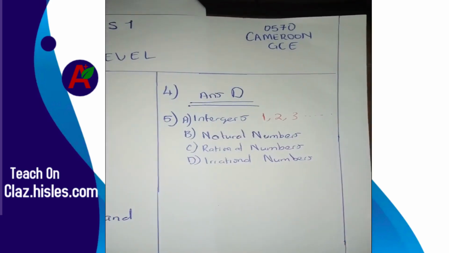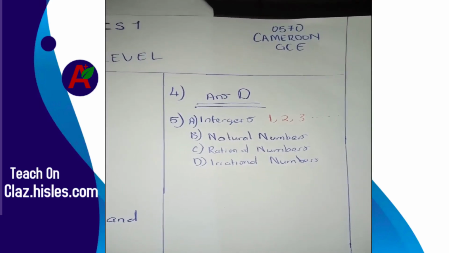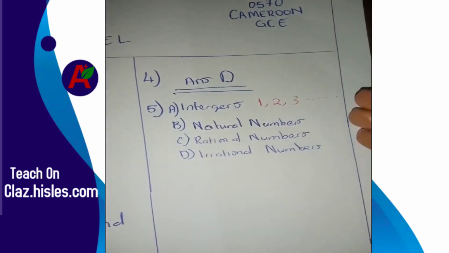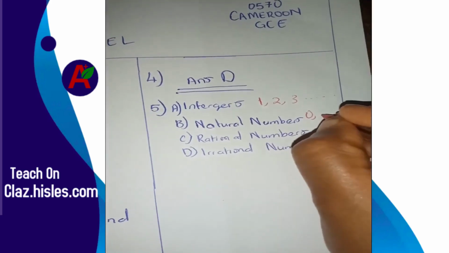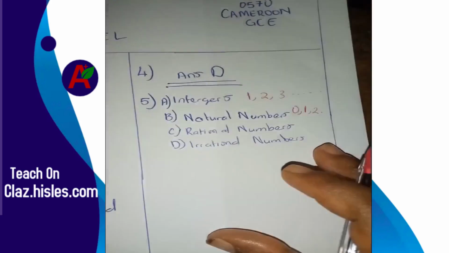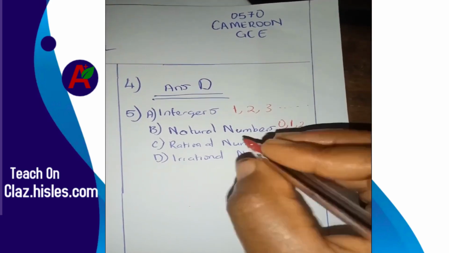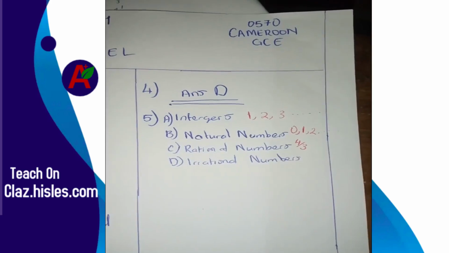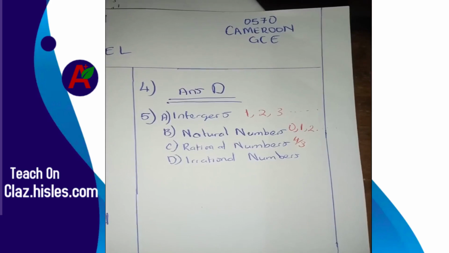Natural numbers are whole numbers including 0. So natural numbers still include integers. We start with 0, 1, 2, 3, and so on. Rational numbers are fractions, for example, 4 over 3. Every fraction is a rational number. An irrational number is a number that cannot be expressed as a fraction.